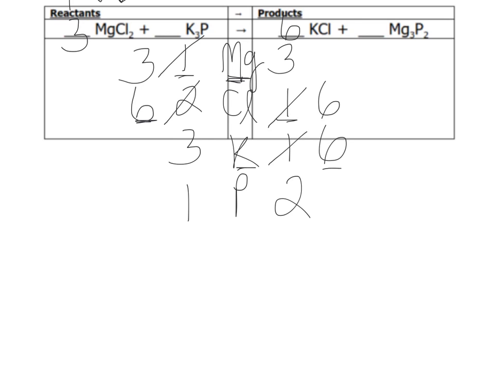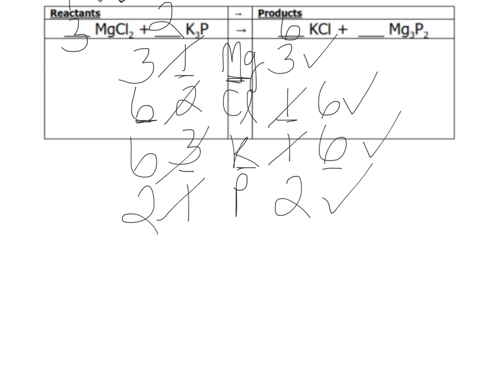The product side has 6 now, and my reactants only have 3. So I need a 2, which will update my reactant K to 6 and my reactant P to 2. And I believe that made everything balanced. Mg has 3 on each side, Cl has 6 on each side, K has 6 on each side, and P 2 on each side. So my coefficients are 3, 2, 6, 1.